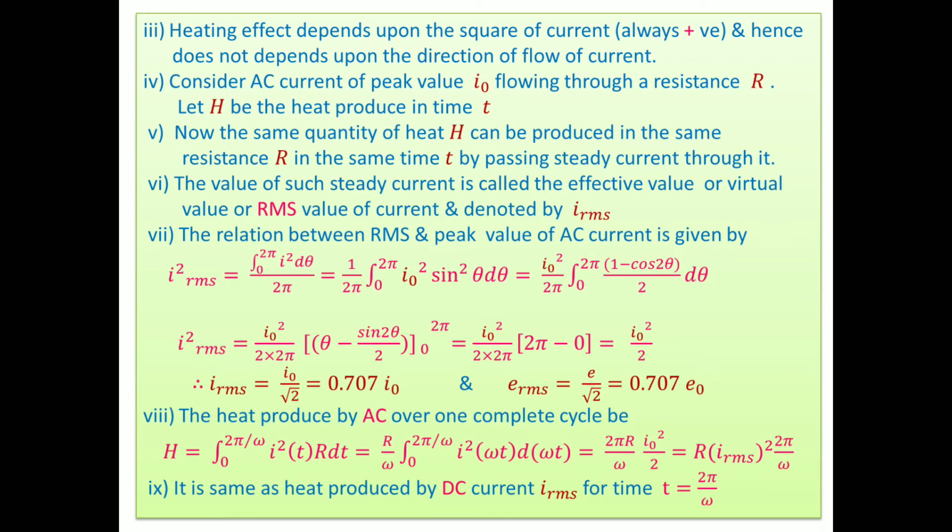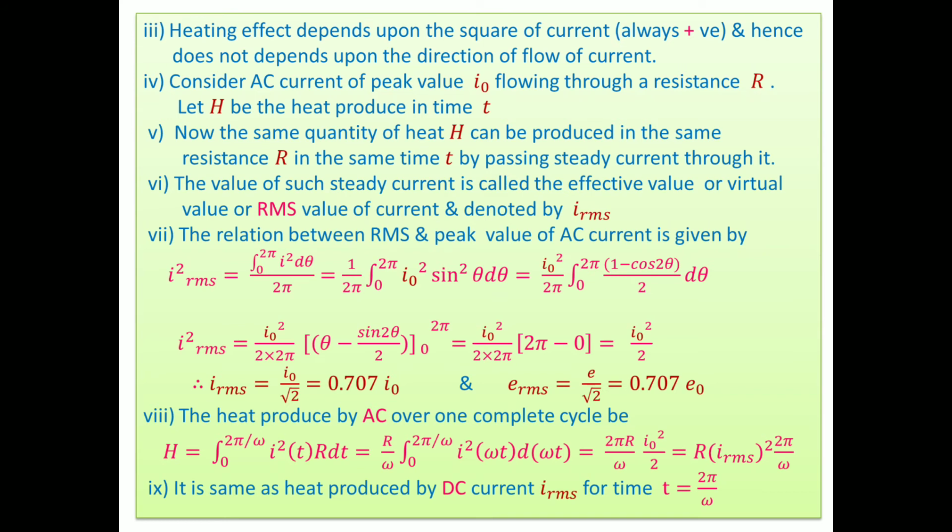Then how can we find this IRMS? The relation between the RMS and peak value of AC current is given by I square RMS equals the integration of 0 to pi I square d theta divided by, again you can take here the integration of 0 to 2 pi d theta, but here directly they take the 2 pi. Here 1 upon 2 pi is the constant of integration. The denominator term is directly taken, it is not necessary to take the integration. Over one complete cycle you take 0 to 2 pi. Here d theta is there, so instead of it, directly they take the 2 pi.